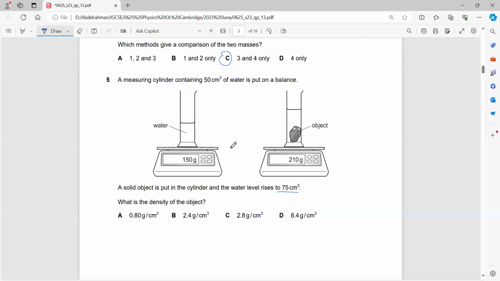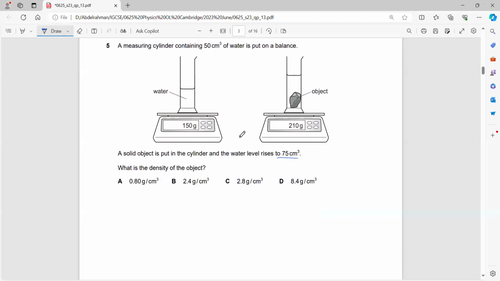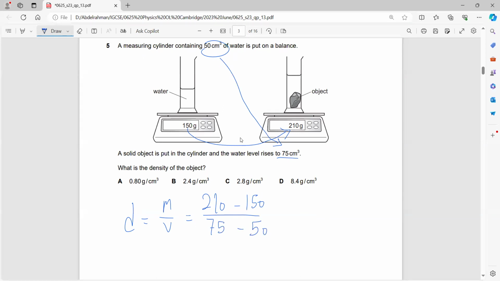Question five. Can I find the density? Yes, I can find the density. We know that density equals mass over volume. For this question, we need to find the difference in the masses and the difference in the volumes. By how much did the mass increase and by how much did the volume increase? M2 minus M1, which is 210 minus 150, divided by V2 minus V1, 75 minus 50.